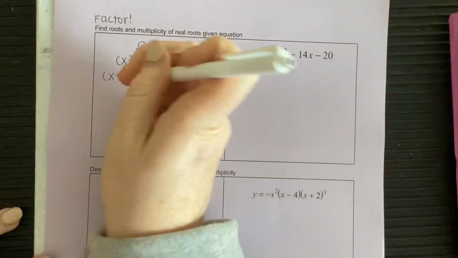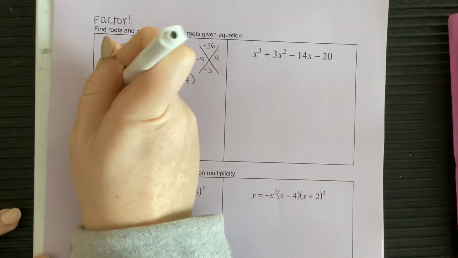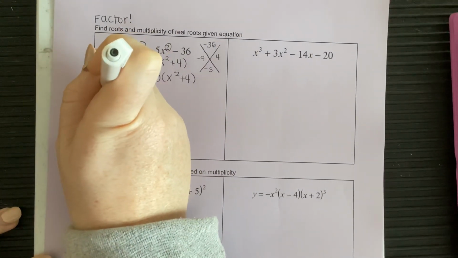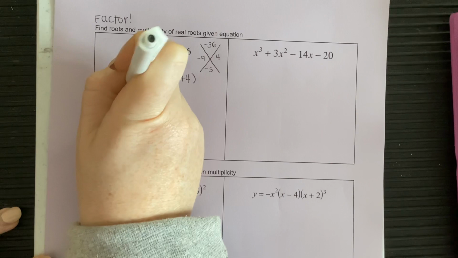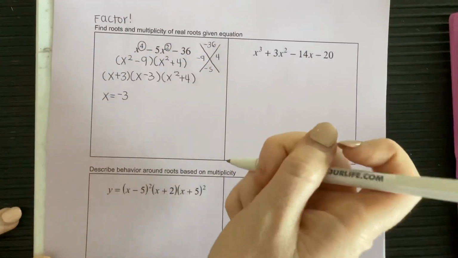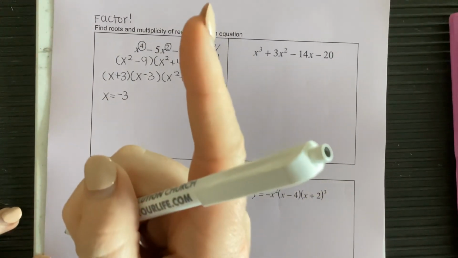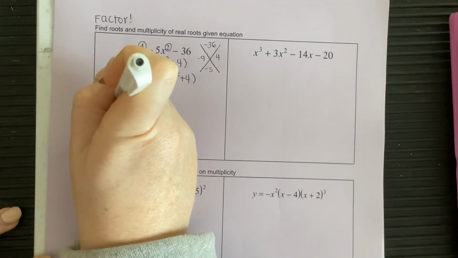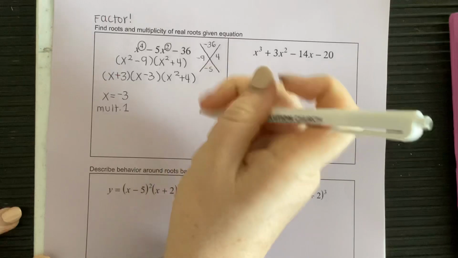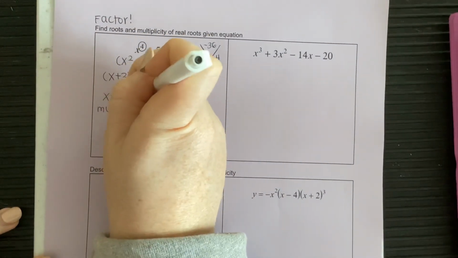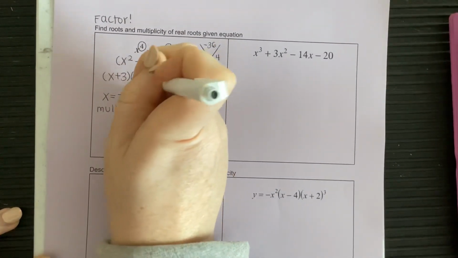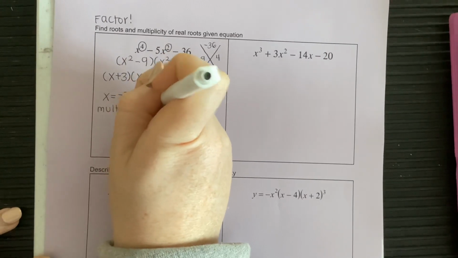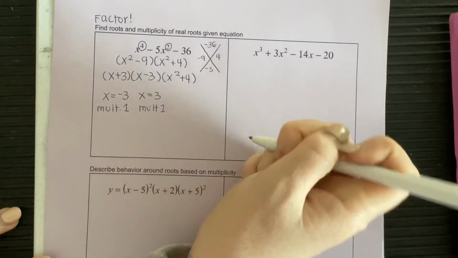Then you would go through and say, okay, if I find this root, x plus 3 equal to 0 is going to give me negative 3. I only have that factor one time, so this is going to have a multiplicity of 1. Then I'm going to set this one equal to 0. That's going to give me x equals positive 3. I only have that factor one time, so that also gives me a multiplicity of 1.